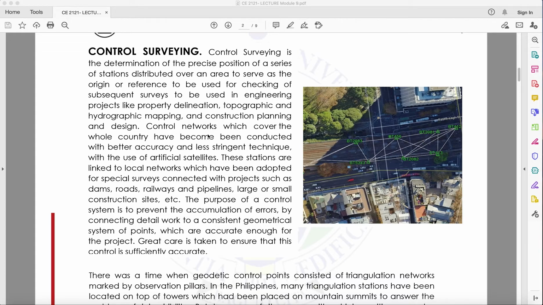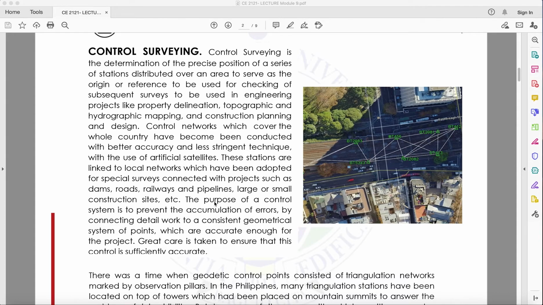So control networks which cover the whole country have become conducted with better accuracy and less stringent technique with the use of artificial satellites. So these stations are linked to local networks which have been adopted for special surveys connected with projects such as dams, roads, railways, and pipelines, large and small construction sites, and etc. So control networks help us pinpoint the exact location of these specific structures with the help, of course, of technology.